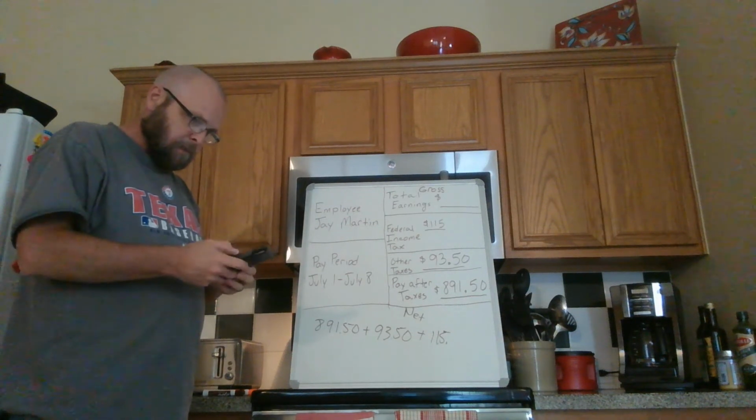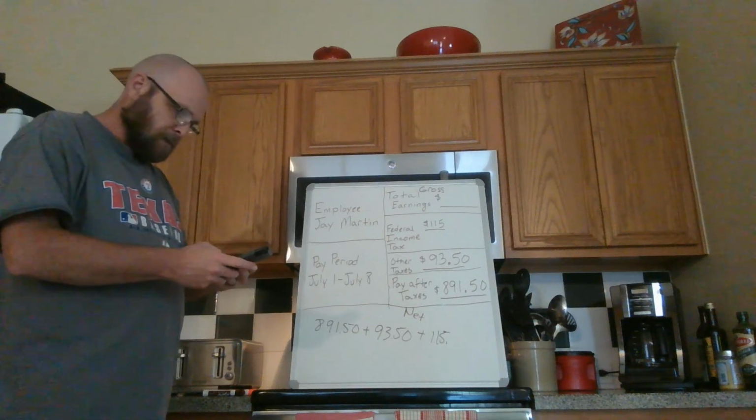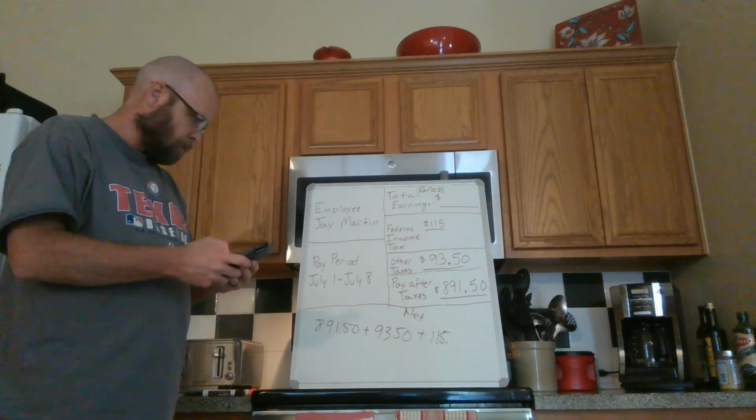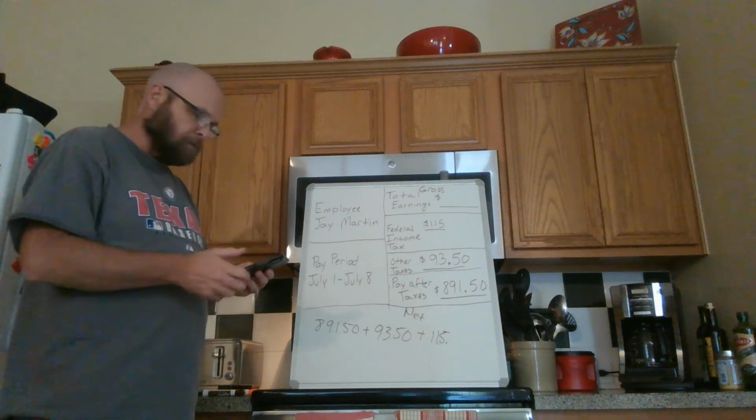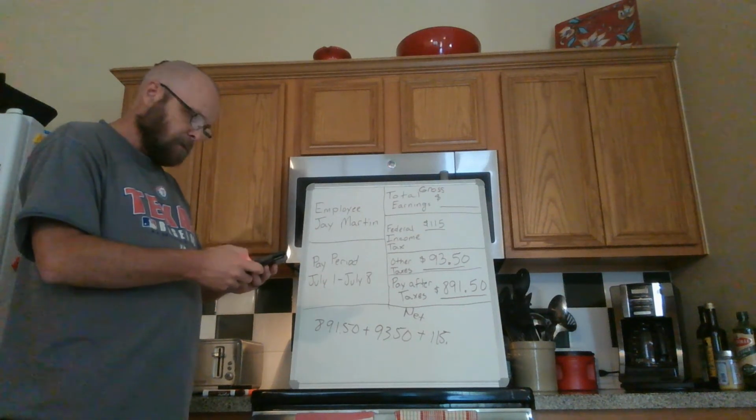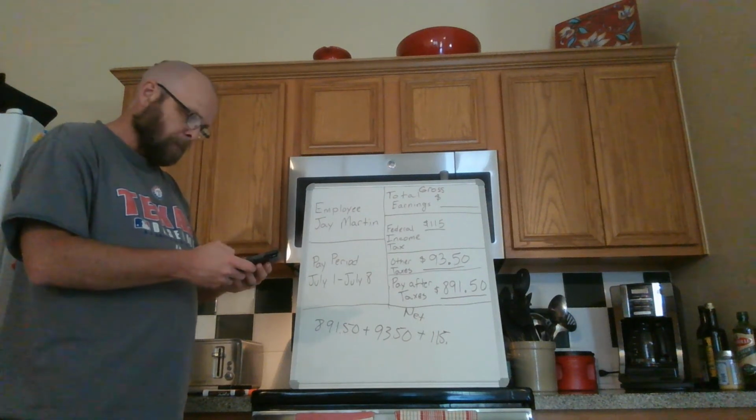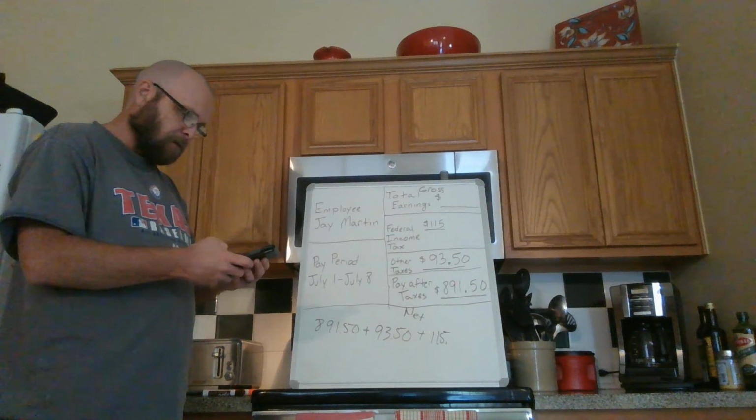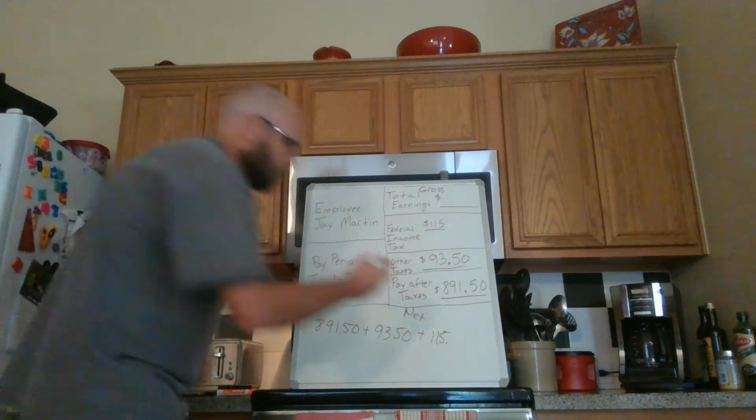Because I don't have the whiteboard room to work this out, I'm going to go ahead and use a calculator on this. We're going to take $891.50, and you follow along at home and check it with me too, please, because my fat fingers may hit something else. $93.50 plus $115 equals $1,100.